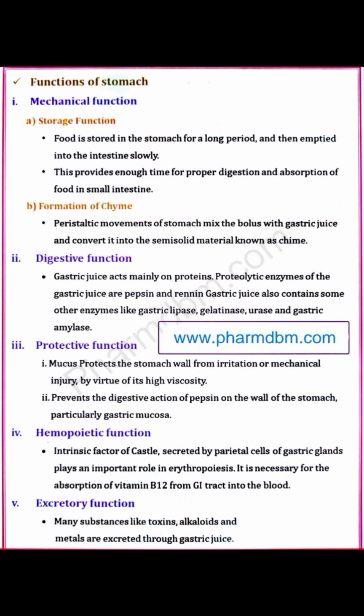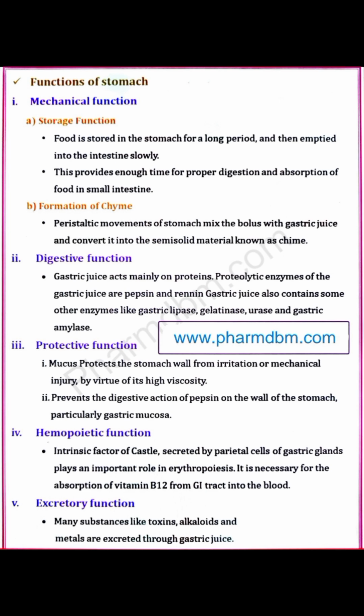B. Formation of chyme. Peristaltic movements of stomach mix the bolus with gastric juice and convert it into the semi-solid material known as chyme. Second one, digestive function. Gastric juice acts mainly on proteins. Proteolytic enzymes of the gastric juice are pepsin and renin. Gastric juice also contains some other enzymes like gastric lipase, gelatinase, urease and gastric amylase.